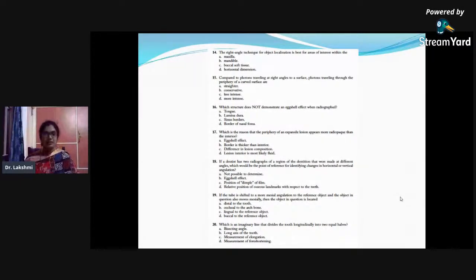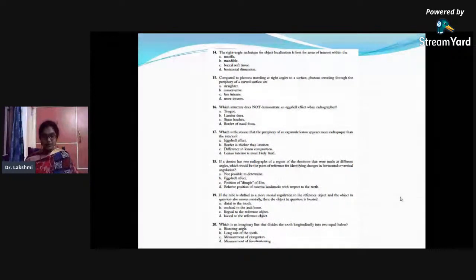Okay. So coming to 18th question, if a dentist has two radiographs of a region of the dentition that were made at different angles, which would be the point of reference for identifying changes in horizontal or vertical angulation? Answer is D. That is relative position of osseous landmarks with respect to the teeth. So this is the next chapter wherein we will be learning normal anatomical landmarks, which is very important.